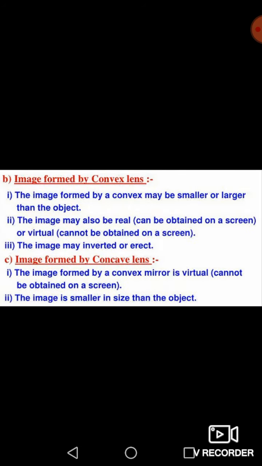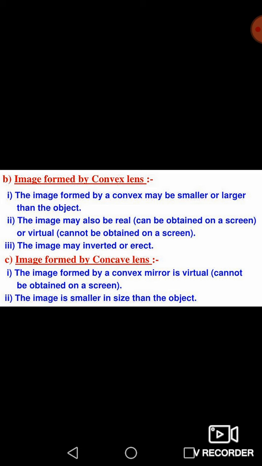And in this way, we come to the conclusion that the image formed by convex lens may be smaller or larger than the object. So we come to know that the convex lens can make smaller as well as larger images. Second one is the image may be real or virtual. What is real image? The image which can be obtained on the screen is called real image, and the image which cannot be obtained on the screen is virtual. A real image is always inverted.